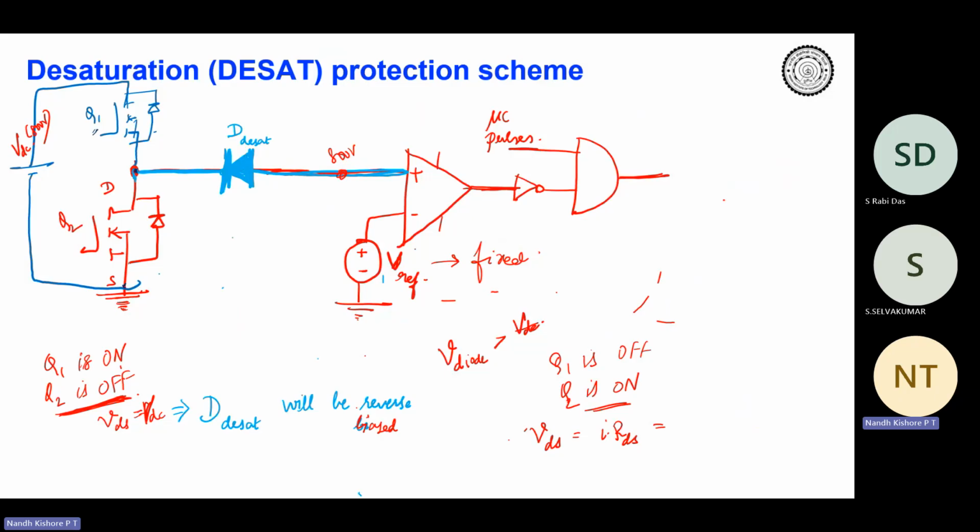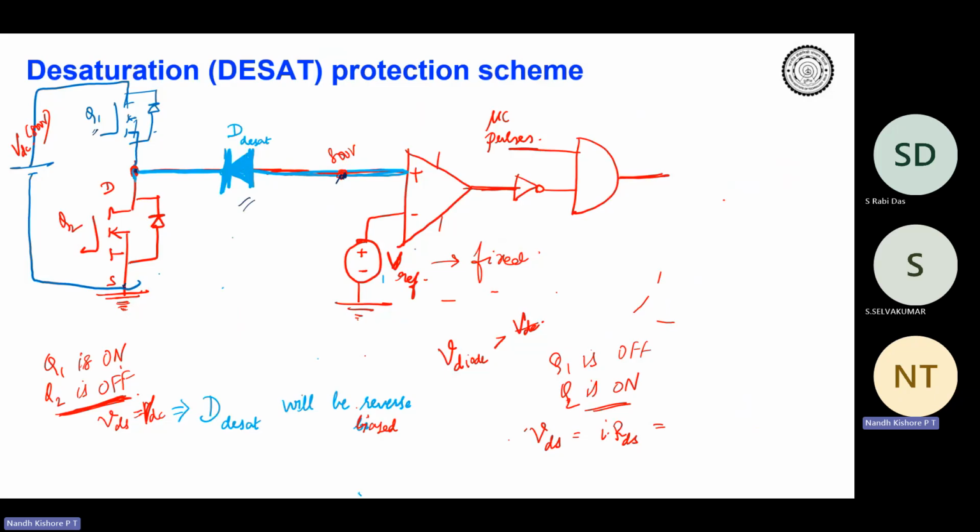So when Q1 is on and Q2 is off, your voltage across the device, VDS, is going to be VDC, that is the DC bus voltage. And you don't want the VDC to appear across this terminal, correct, across the comparator terminal. So what people thought was a simple but effective solution, that is to use a diode over here as shown.